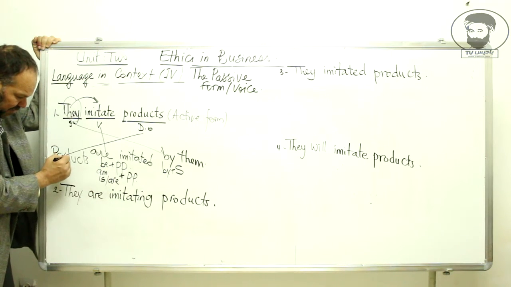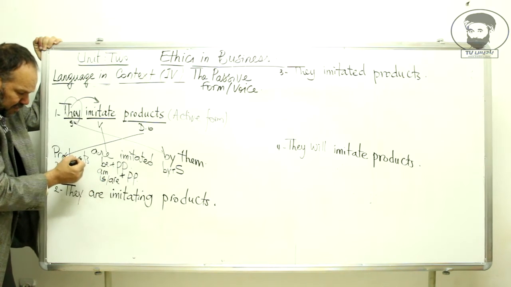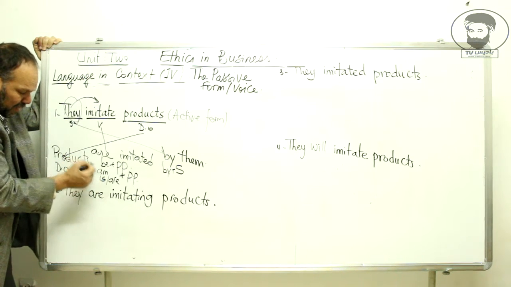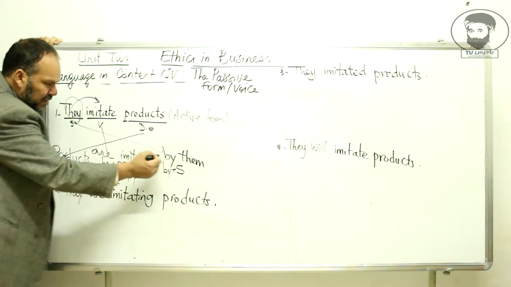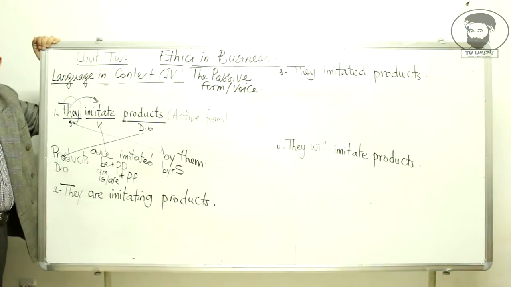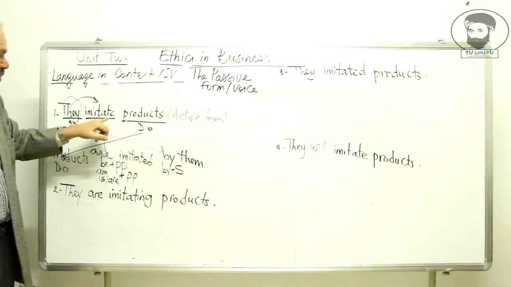Look, here the noun is plural, products. So we cannot use am, and we cannot say is, because it's plural form. So it is are. So products are imitated by them. So it's as simple as that. There's no problem in doing the form in the present.